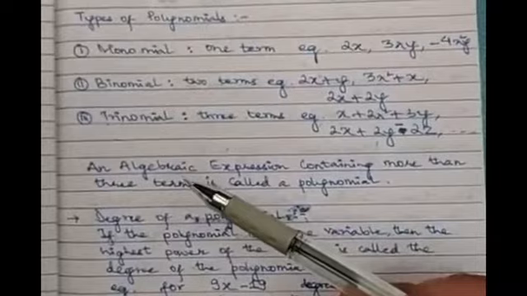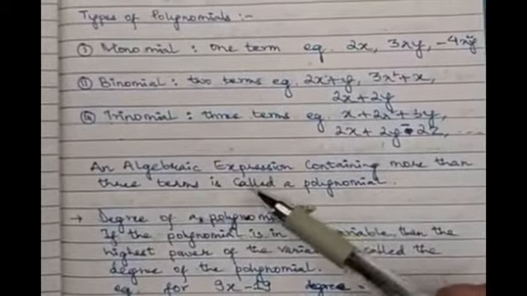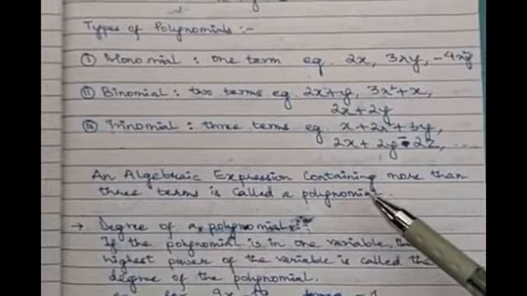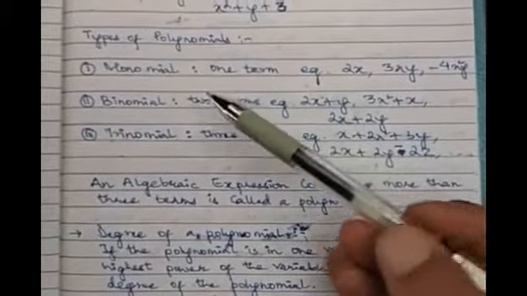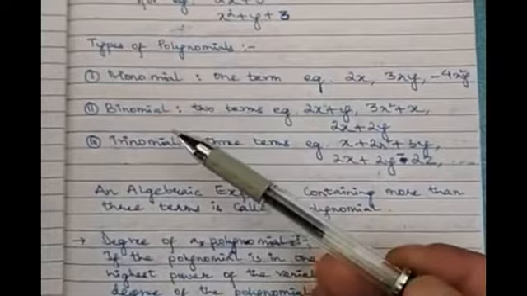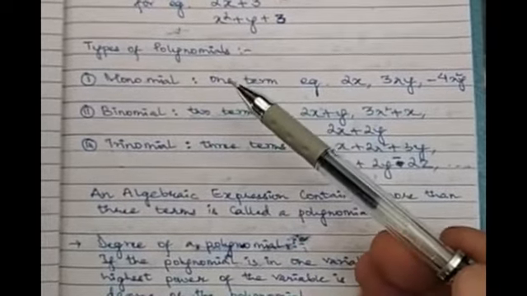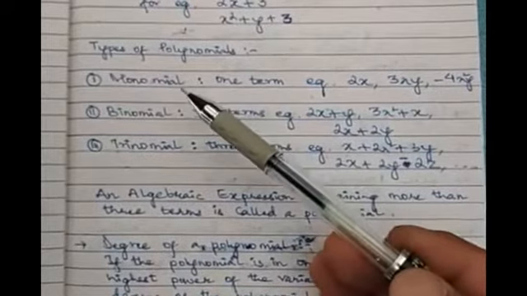And an algebraic expression containing more than 3 terms. Remember, an algebraic expression containing more than 3 terms is called a polynomial. Simple. Polynomial, but these two, that is monomial, binomial, trinomial, also come under polynomial. The topic is the same, that is the polynomial. It's only that we have got names for the smaller numbers of terms.